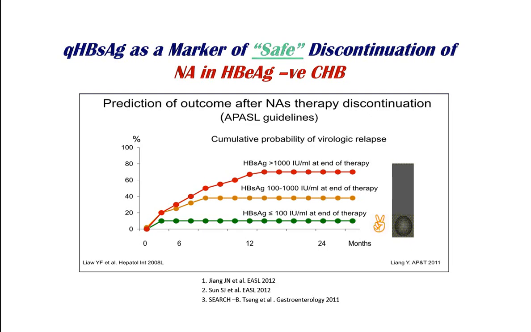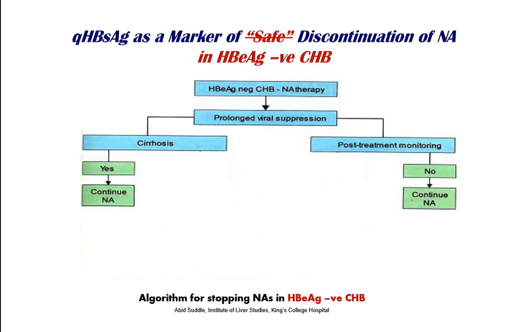While the actual safe discontinuation may be hoped for when the surface antigen is less than 100, provided the following criteria are fulfilled, we can follow this algorithm whenever we need, under strict considerations. In E antigen negative chronic hepatitis B with prolonged viral suppression, if the patient is cirrhotic, we have to continue the nucleoside analog. And again, if the post-treatment monitoring is not guaranteed, we have to continue the nucleoside analog.